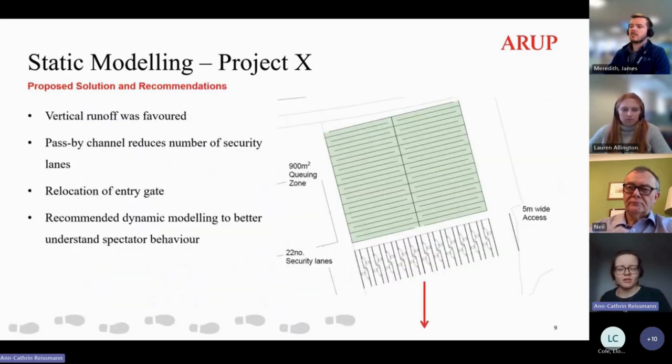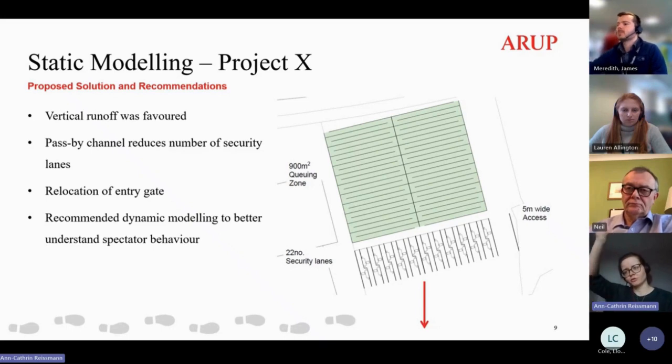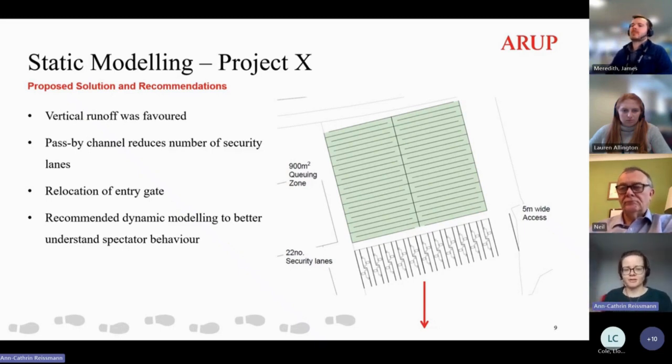So subsequently, or at the end of the project, we did favor the vertical runoff. We gave the client the option of including a 5-meter wide access channel on the east to route those people through, but that was ultimately up to them if they wanted to do it or if visitors were supposed to route around elsewhere. We also recommended the relocation of the entry gate at the southern end to take out that 90-degree bend and make it an even smoother transition from north to south and get everybody through nicely with as much space as possible. However, because it is such a big site, ultimately we said you should carry out dynamic modeling once you better know what you're going to do with the site to validate everything we've kind of assumed here.